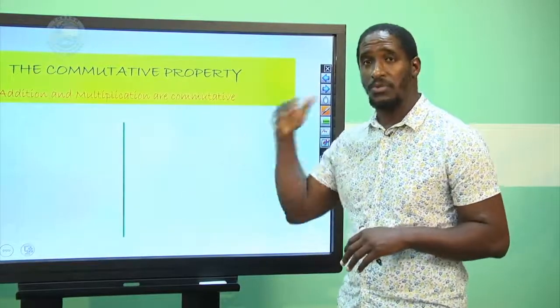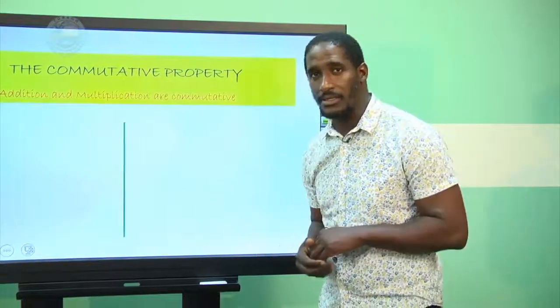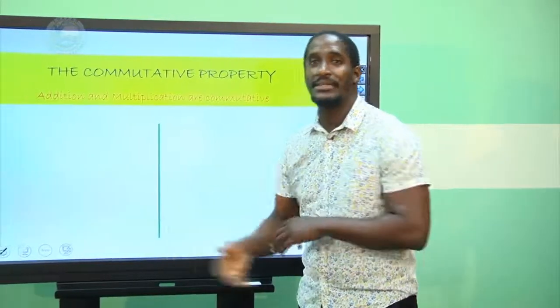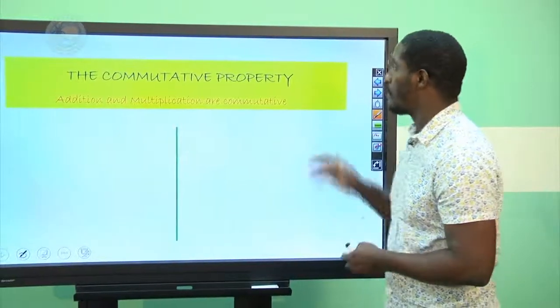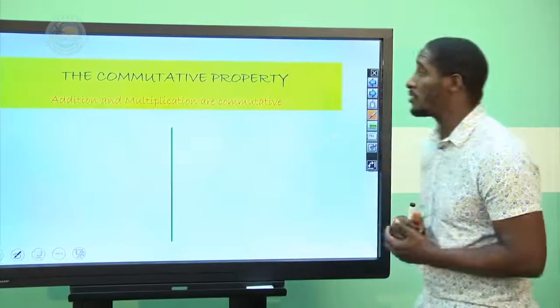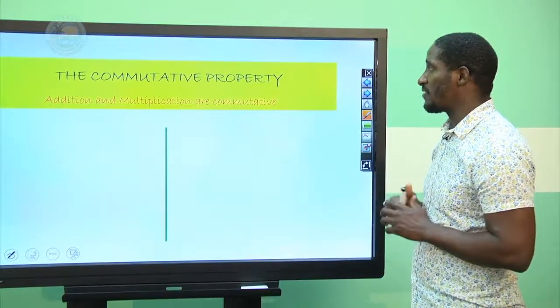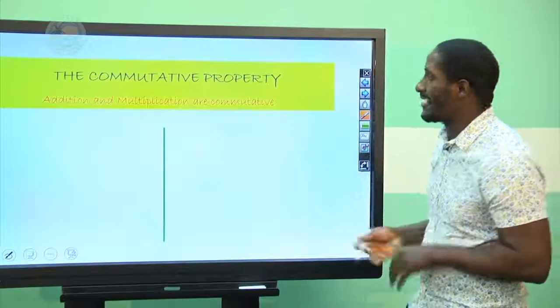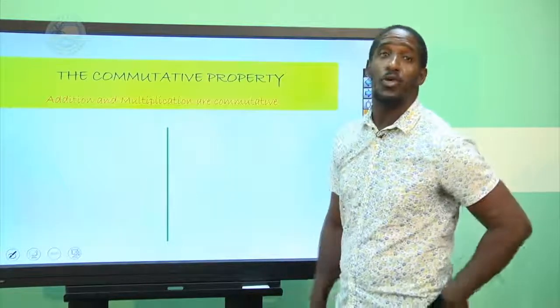Before we continue, we want to look at the 3 basic binary properties that we utilize: the commutative property, the associative property, and the distributive property. As we navigate algebra, we shall explore all of them. But here, we want to look at the commutative property. The commutative property simply states that addition and multiplication is commutative.